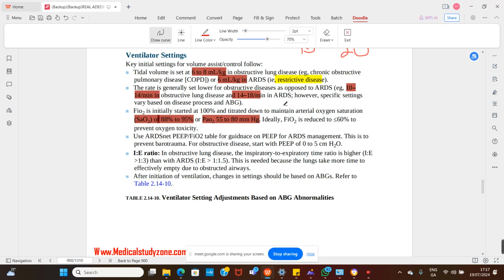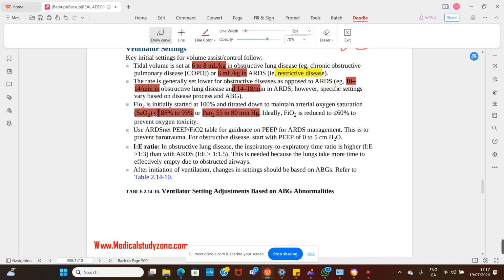You don't have to be a genius to know this. These are things you can see in your exam. FiO2 is started at 100%, then you titrate it down to what? To less than 60. Do not keep your FiO2 more than 60. It is dangerous because of oxygen toxicity. What are you trying to achieve at the end of the day? You want to maintain a PaO2 within 55 to 80 and your SpO2 within 88 to 95. Don't forget.